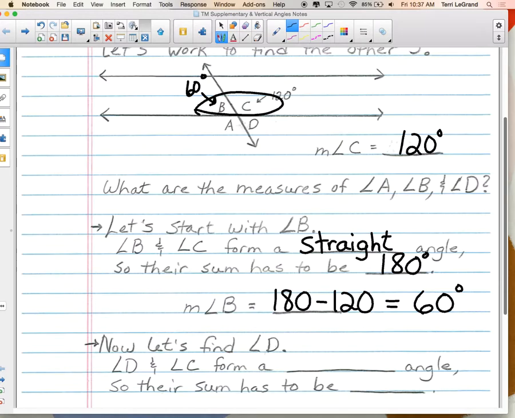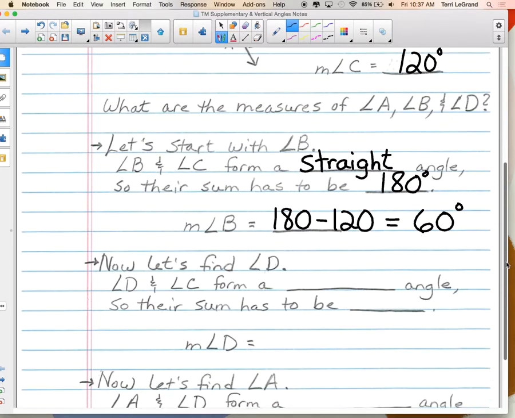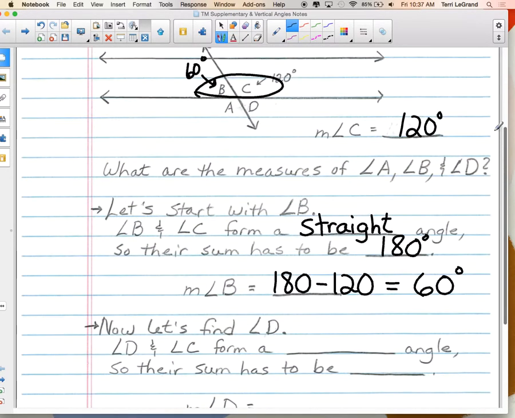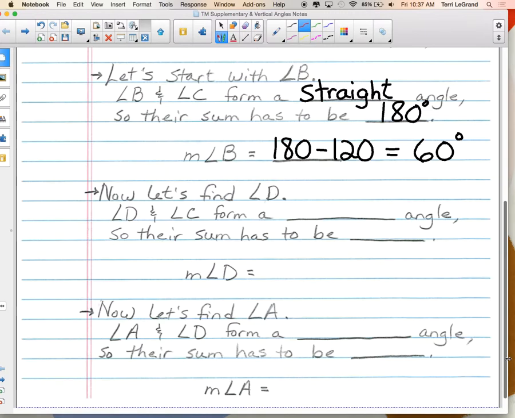Okay, let's move on to, I say next, let's find D. Well, what do angle D and angle C form? Angle D and angle C. So here these guys are right here. What do they form? Straight. They form a straight angle also. Those two form a straight angle. So we know that their sum has to be what? 180 degrees.